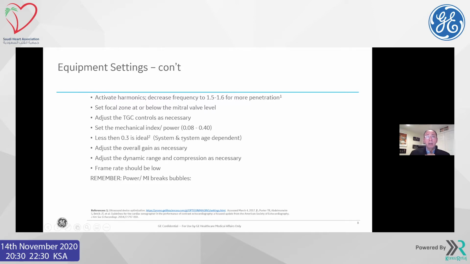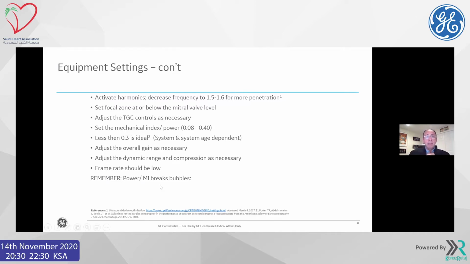Mechanical index is your power. That can be adjusted anywhere from 0.08 to 0.4. Once again, that depends on the age of the equipment, whether you're using a brand new system just developed, or you're using a system that's 10 years old, a legacy system. Ideally, when you activate the software, most manufacturers will have it at 0.3. So once again, it's system dependent on age and such. Adjust your overall gain as necessary. And what I mean by adjusting gain: first of all, TGC. Secondly, mechanical index. Thirdly, gain. You may use 1 or 2 notches of gain just to give it a little boost.